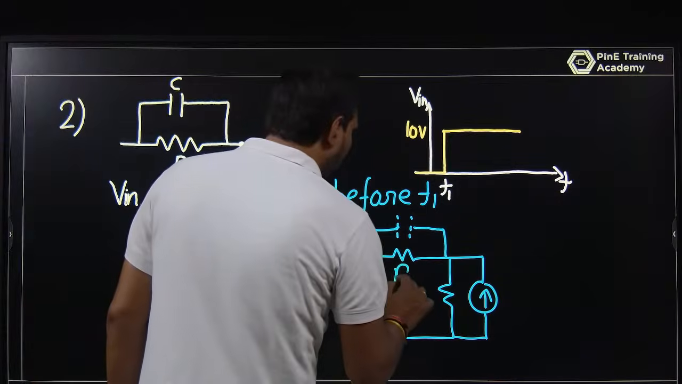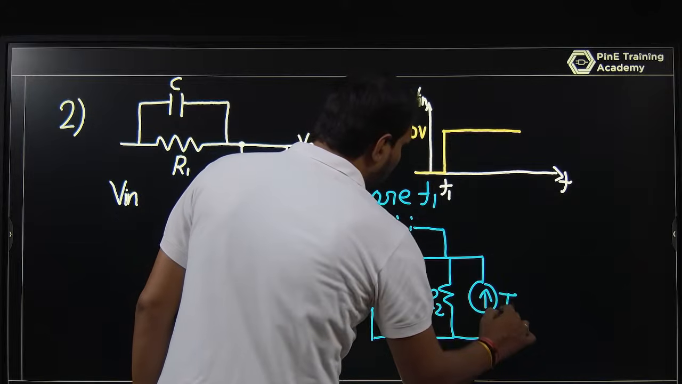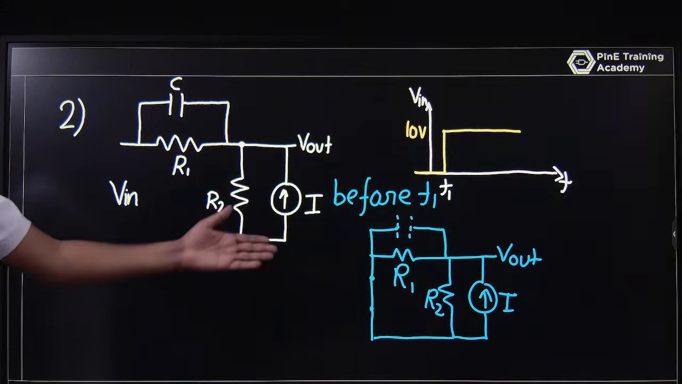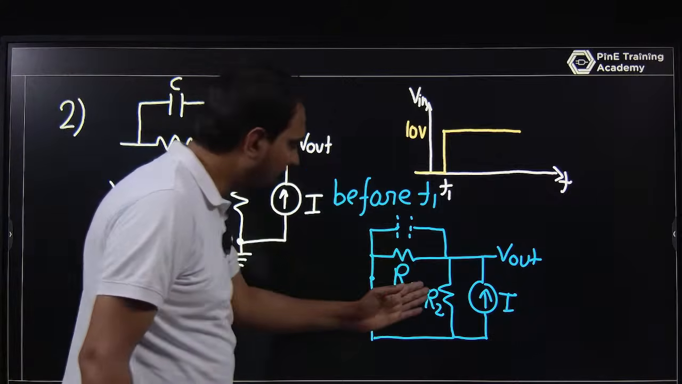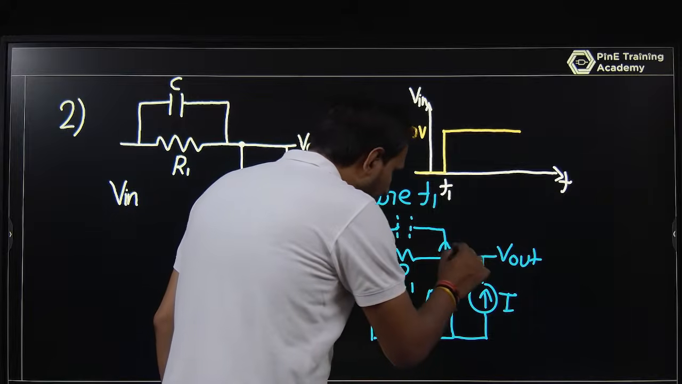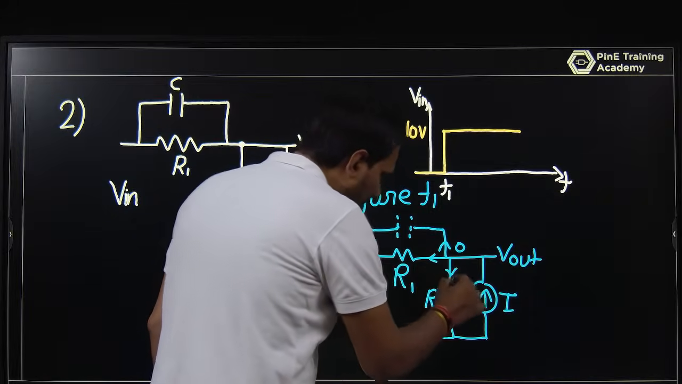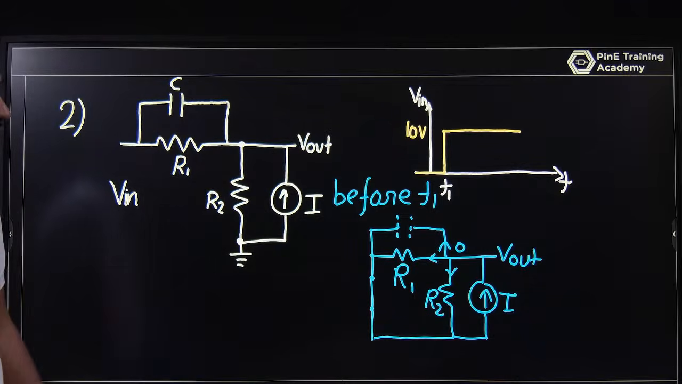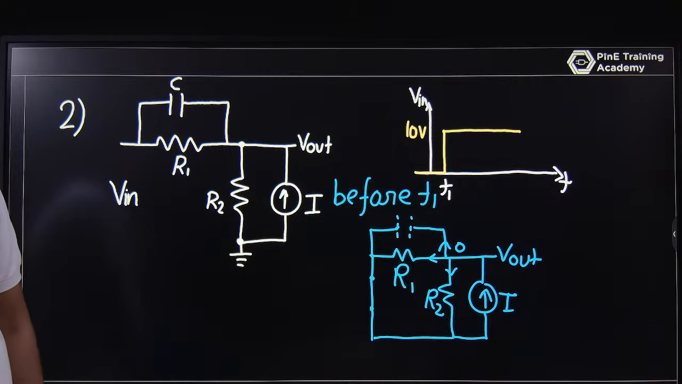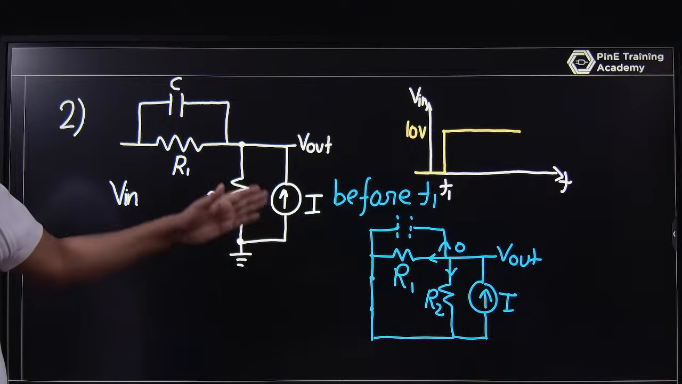You have R1 and R2 and you have a current. You are talking about what is the V out before T1. The current will not pass through the capacitor because it is open, so the current passes through R1 and R2. If you know that network, you can write in a single line what the voltage here is. So what is V out? Basically the voltage across R1 or R2, because R1, R2, I, and C are all in parallel.